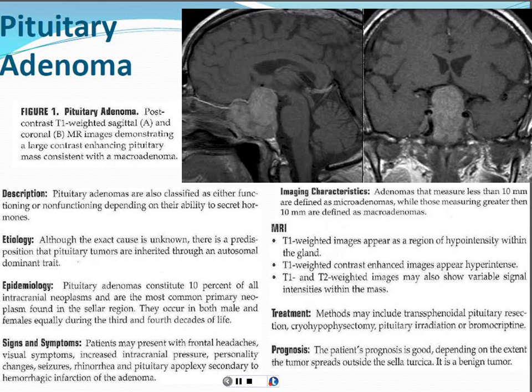Sometimes you'll never see where the actual discrete lesion is, and you'll just see that the gland is a little bit larger than usual, and they'll have to follow it based on the overall size of the gland rather than the size of the lesion.